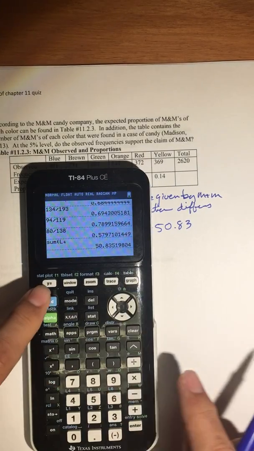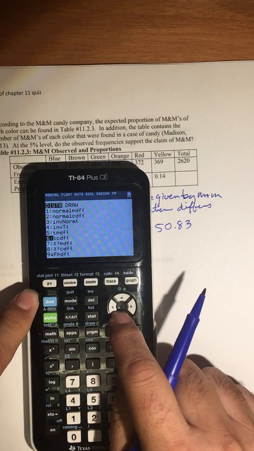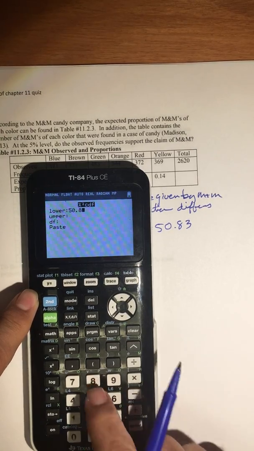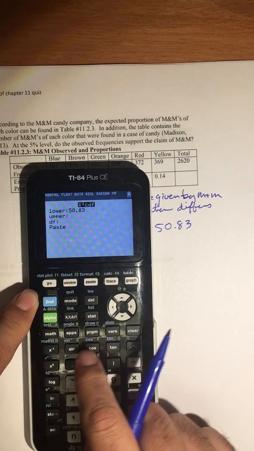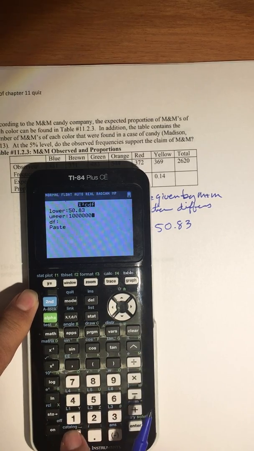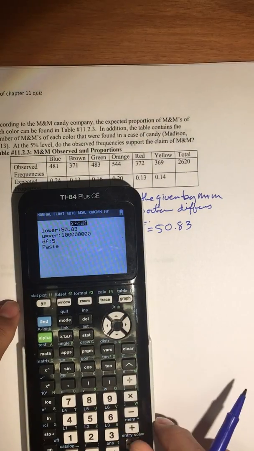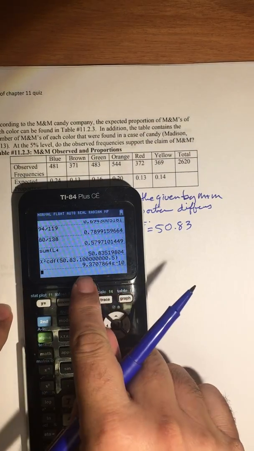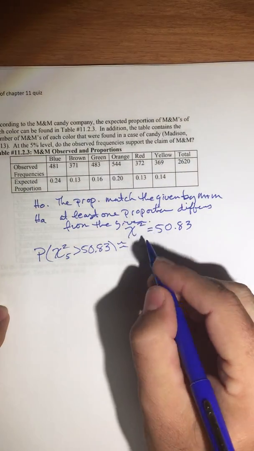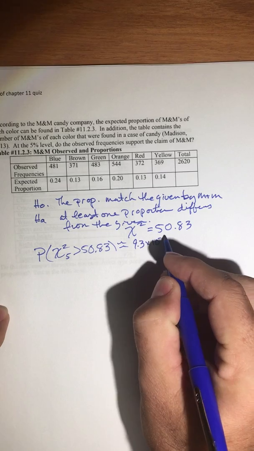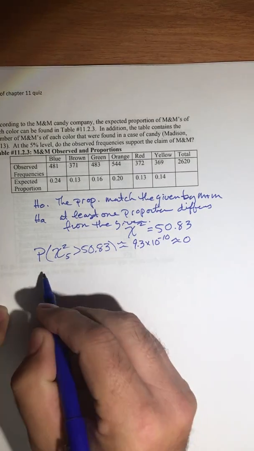So then we're just going to go to distribution, chi-square CDF, and we're going to go from 50.83 up to infinity, given, what did I say, 5 degrees of freedom? And we have 9.3 times 10 to the negative 10th. So 9.3 times 10 to the negative 10th, which is approximately 0.